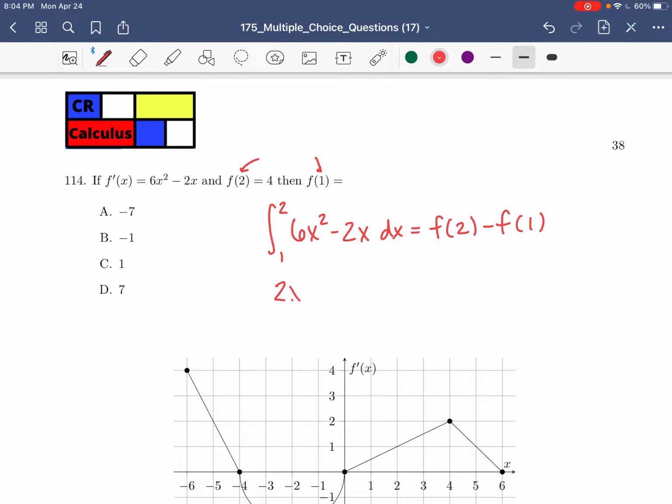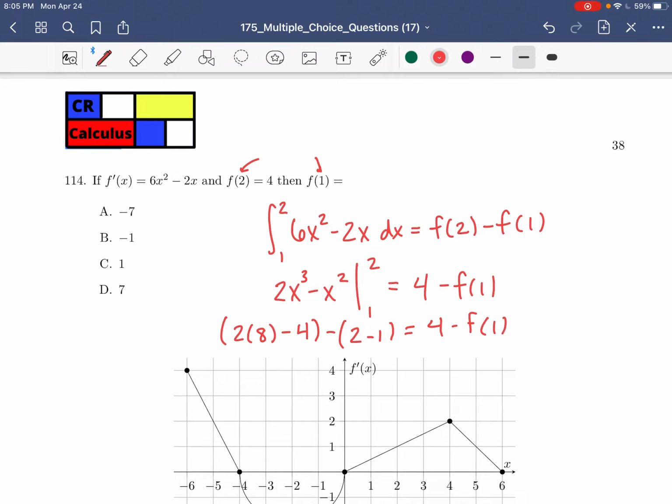So I'll just take the antiderivative here, and I get 6x cubed over 3, which is 2x cubed, minus 2x squared over 2, so minus x squared, evaluated from 1 to 2, equals 4 minus f of 1. So when I plug these in, I'm going to get 2 times 2 cubed is 8, minus 2 squared is 4, minus 2 minus 1 equals 4 minus f of 1.